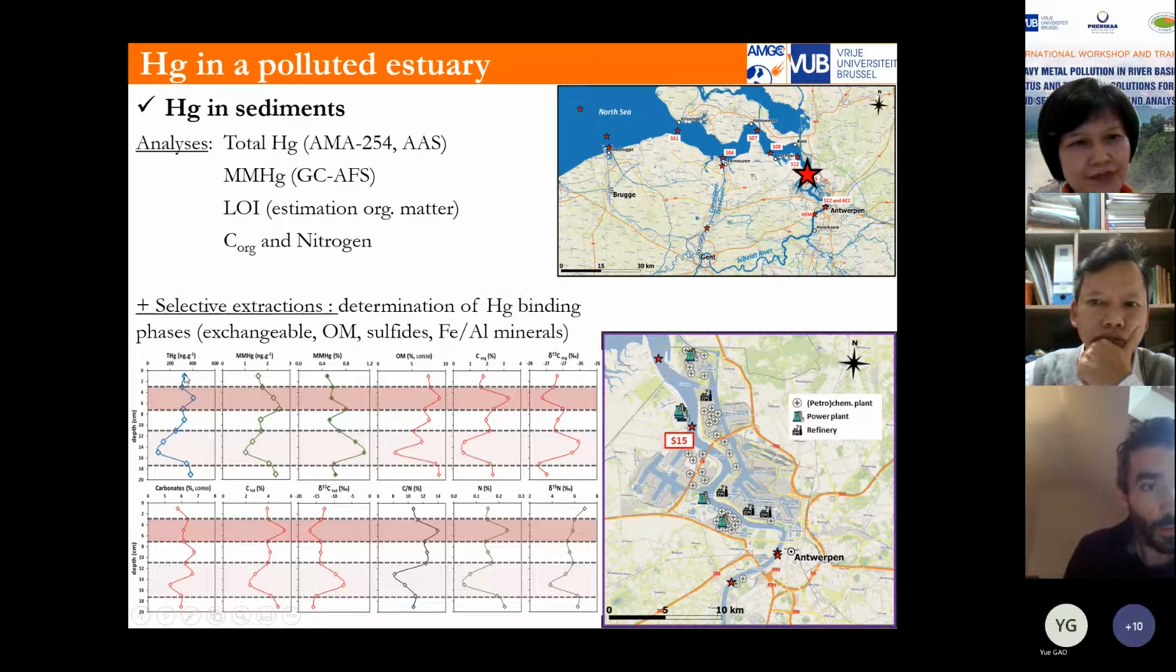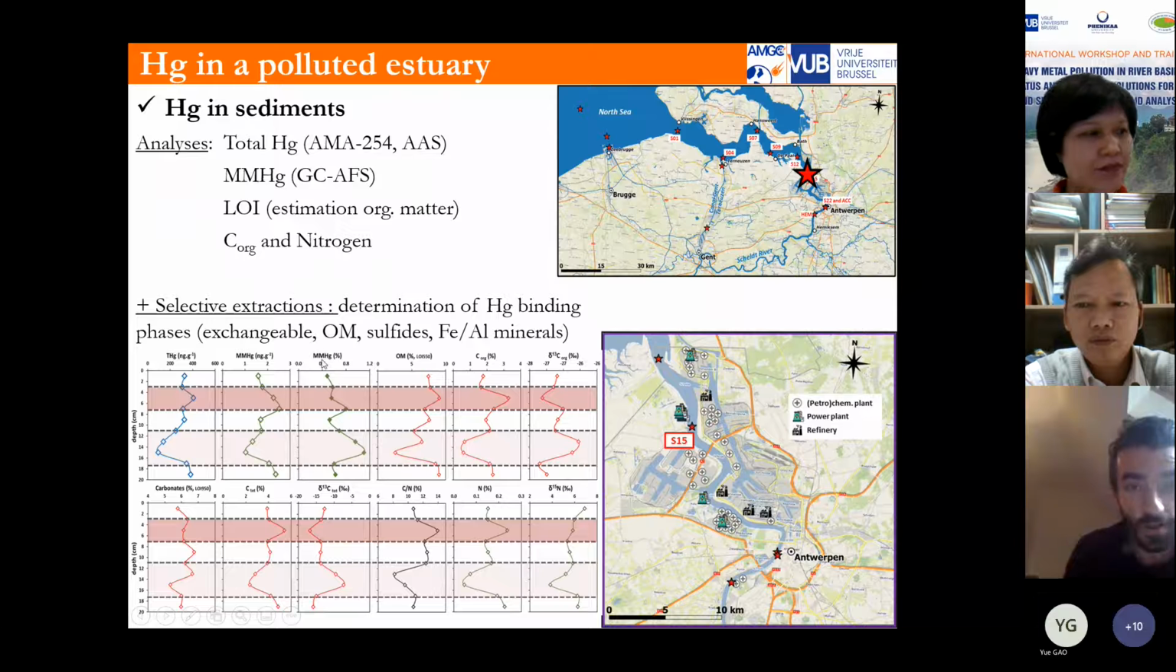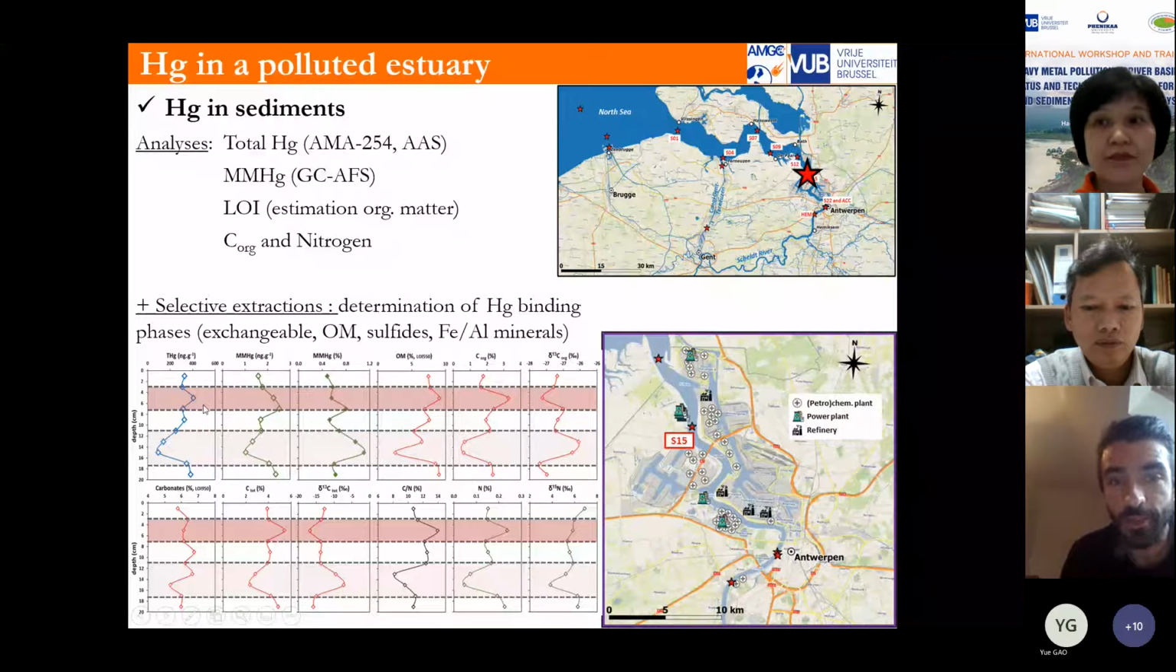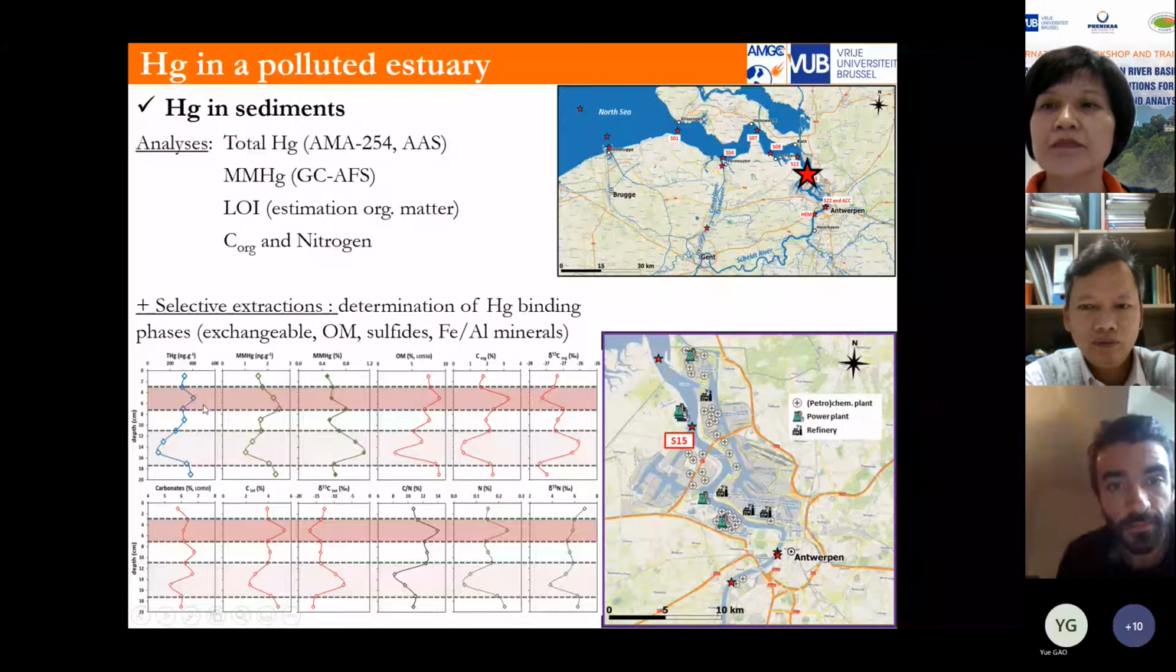And you have a strong decrease of mercury here around 15 centimeters, and then it decreases again. The methyl mercury is following the same pattern as total mercury, but the percentage of methyl mercury follows a quite opposite pattern. Interestingly, and as expected, you can see that the percentage of organic matter that was obtained by loss on ignition is very close to the trend for total mercury or methyl mercury. Of course, organic carbon also shows the same thing, because organic matter is composed of about half carbon.